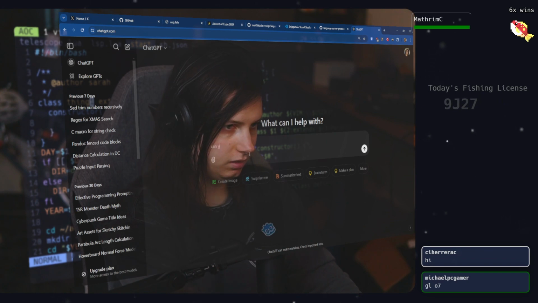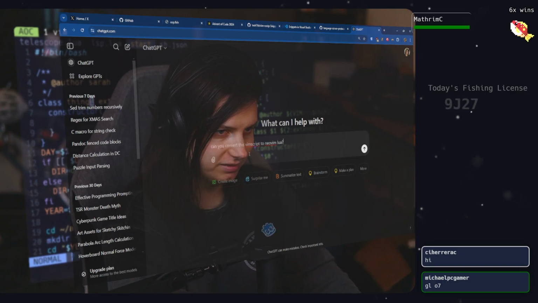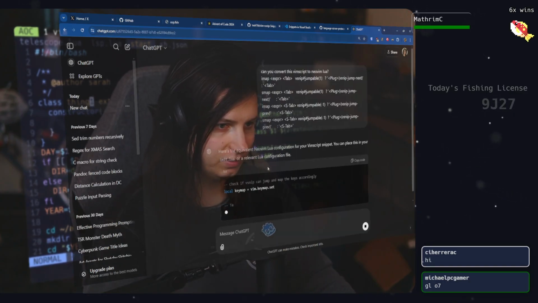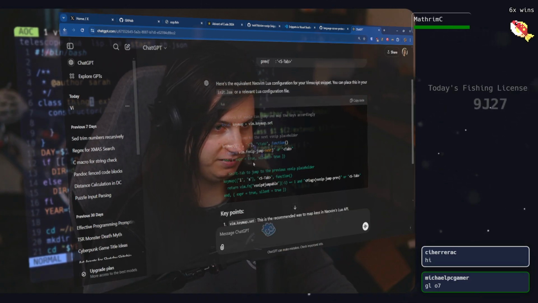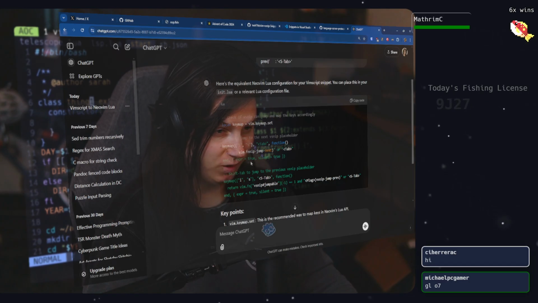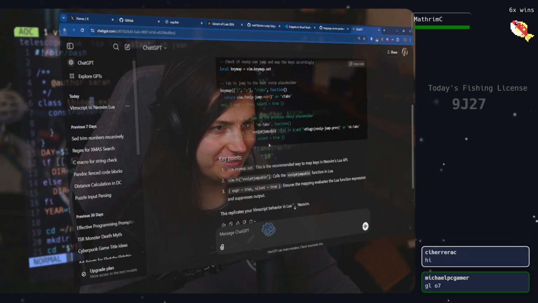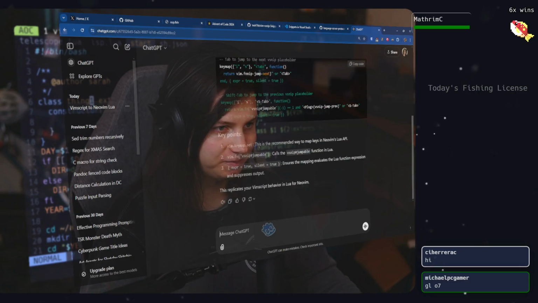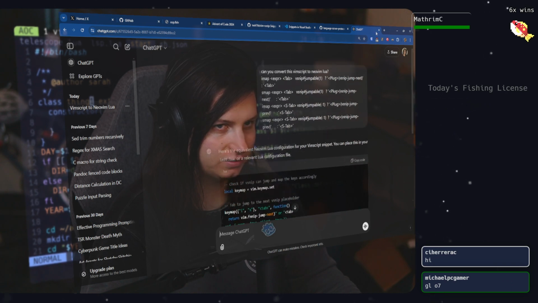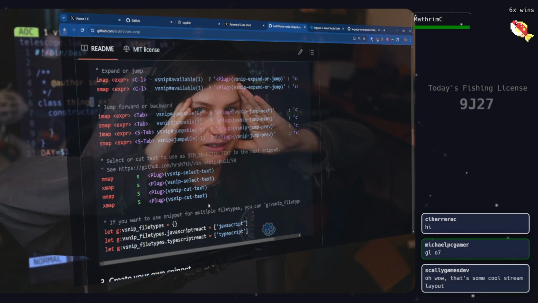ChatGPT, can you convert this Vim script to NeoVim Lua? That looks wrong. I don't, yeah, that's not exactly what I was looking for. Jeez. What is ChatGPT good for? It seems like it never can do the things that I think it should be able to do.